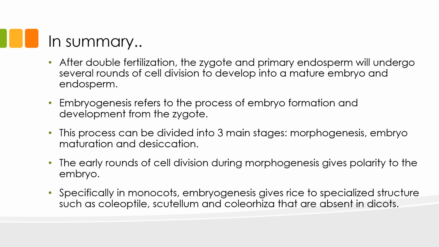Embryogenesis in dicots and monocots differ in terms of structures that are formed. In dicots, embryogenesis produces structures like the hypophysis and suspensor. In monocots, embryogenesis gives rise to specialized structures not found in dicots, such as coleoptile, scutellum, and coleorhiza.